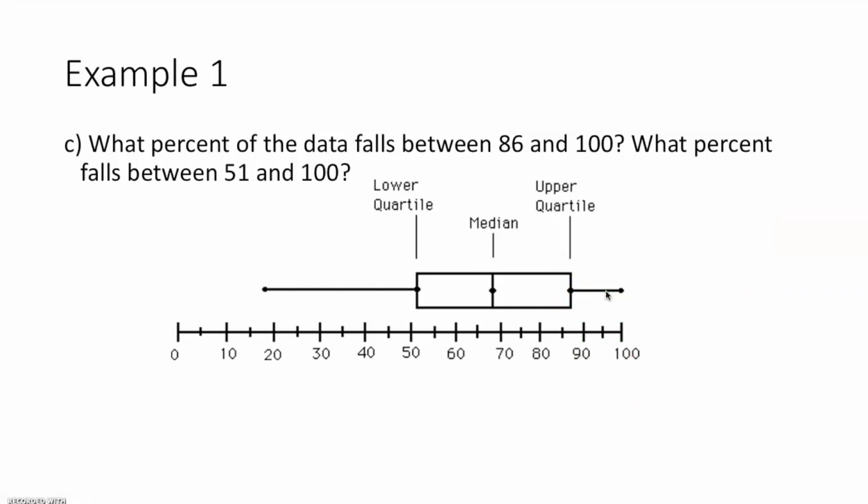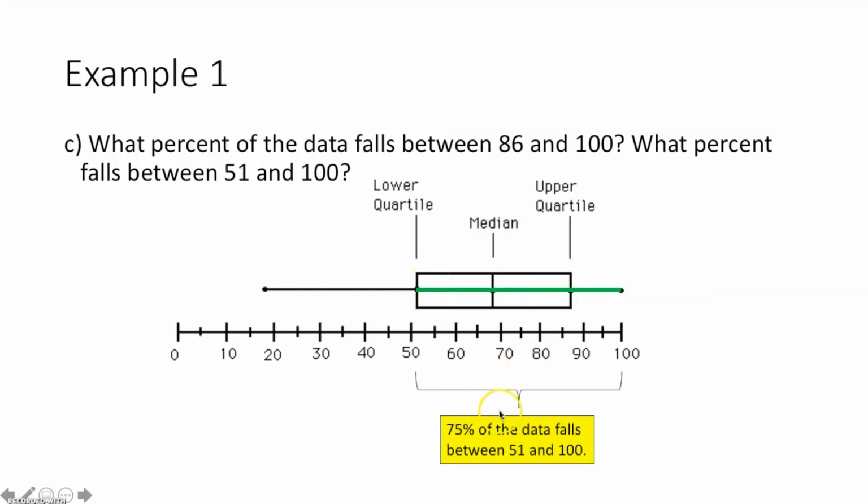Then it asks what percent falls between 51 and 100. So 51 and 100 would be from your first quartile to your maximum. So that would be 25%, 25%, 25%. That would be 75% if we were to add those up. So that's what percent of the data falls between 51 and 100.